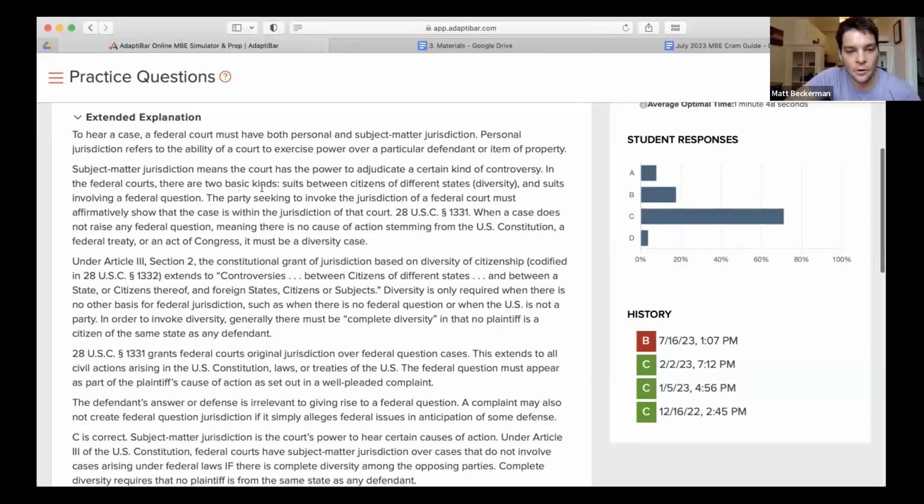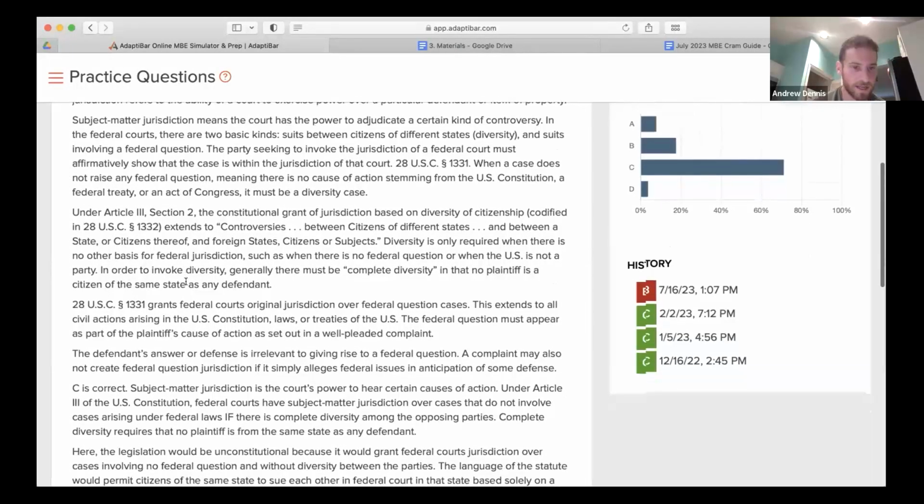Trust me. In the federal courts, there are two basic kinds of suits: suits between citizens of diverse states and suits involving a federal question. The party seeking to invoke the jurisdiction of federal court must show that the case is within the jurisdiction. When a case does not raise a federal question, there must be diversity. So at the end of the day, C is correct.